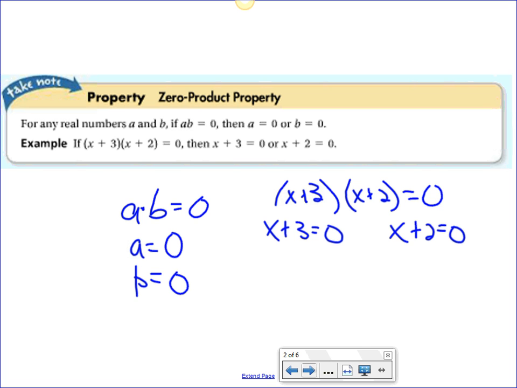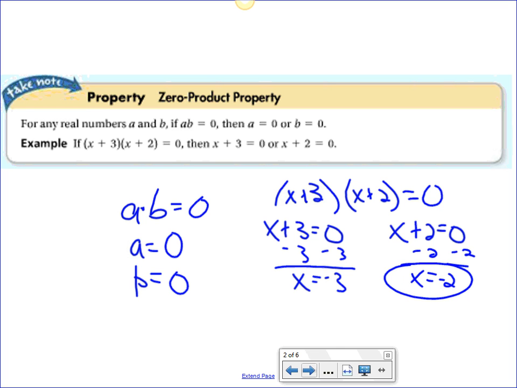And if we knew that, we could then solve these and say, okay, if I subtract the 3, I know that x would have to be equal to a negative 3. Or if I subtract the 2, I know that x would have to be equal to a negative 2. So one of these two things would solve this original equation.